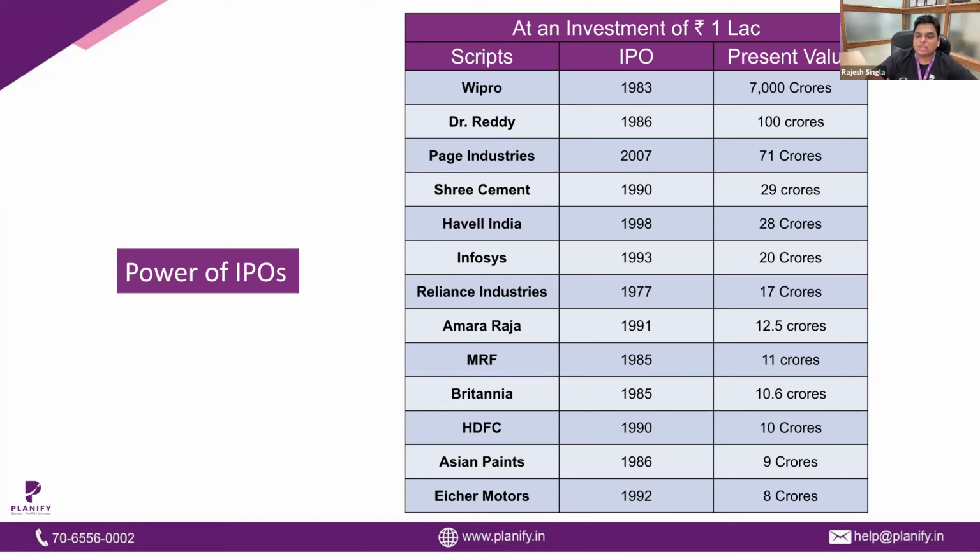But back then, if you actually realize, after 2007 there is not even a single company which has come into this list besides Page Industries. Page Industries is the Jockey brand, and it creates a lot of undergarments and innerwear, and it's a good company. Similarly, if you see the 2000 decade itself, after 1994 there is only one company, Page Industries, which has basically listed. So what happened in 1994? We have to see that.